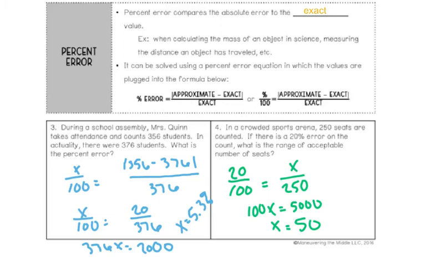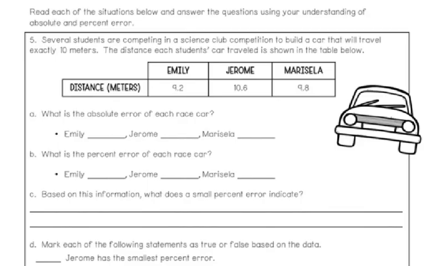After solving, I get that x equals 50, but I actually need to use this to figure out what that means for my percent error. This means that the difference between the approximate and exact number of seats is 50. This means that our seats can range from 200 to 250 or 250 to 300. So in total, our seats can range from 200 to 300 seats. We'll look at the next set of questions to find the absolute and the percent error in this situation.